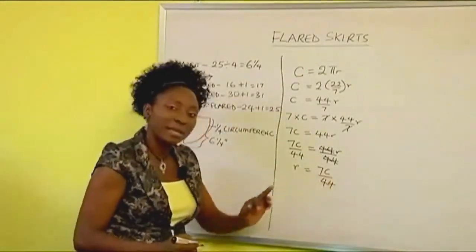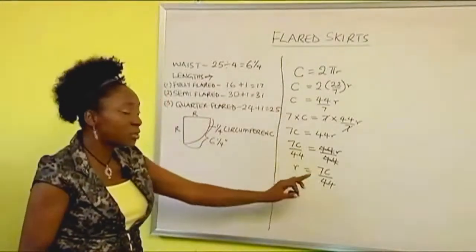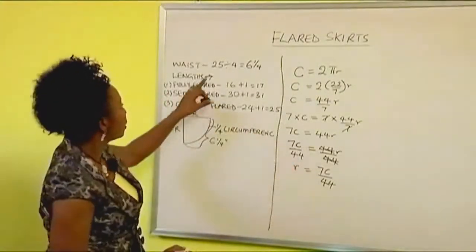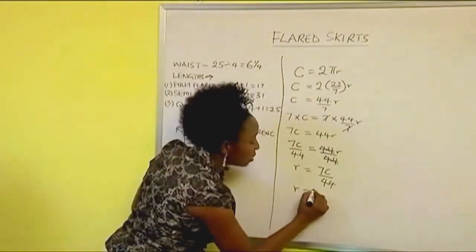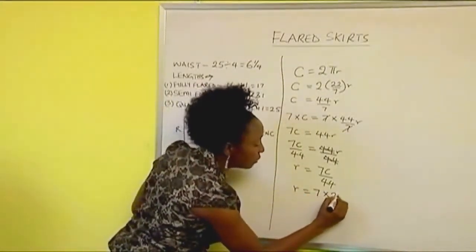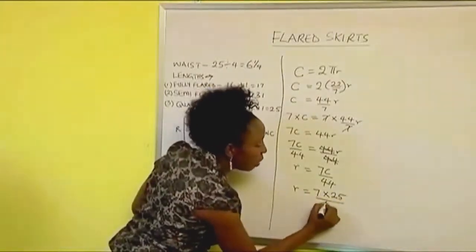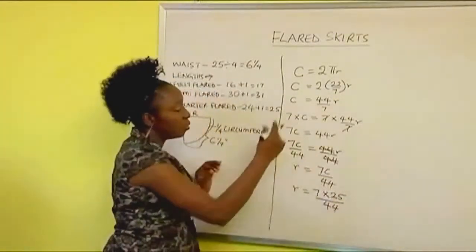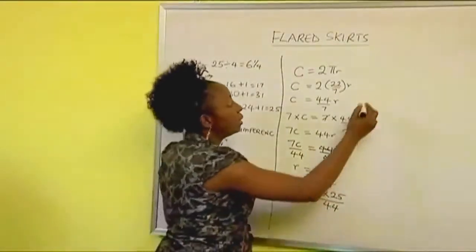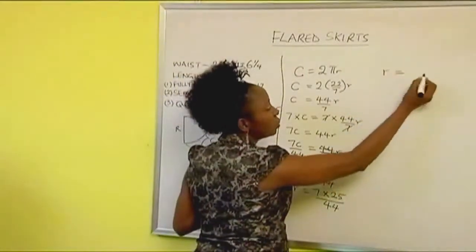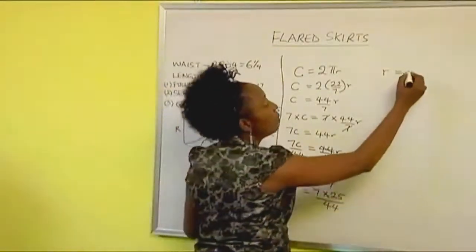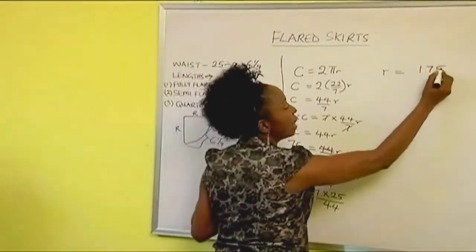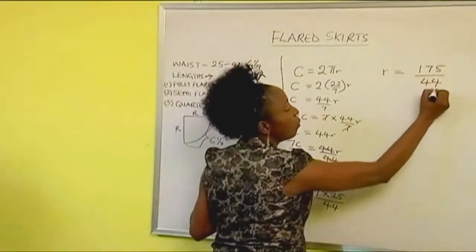Now, once we've done this, we already know that this is r. So now I know my C. All I have to do is substitute C with my measurement, which is 25 inches. So that will give me r equals 7 times 25 divided by 44. Let's go back up here. If we calculate 7 times 25, you get 175. You get 175 divided by 44.